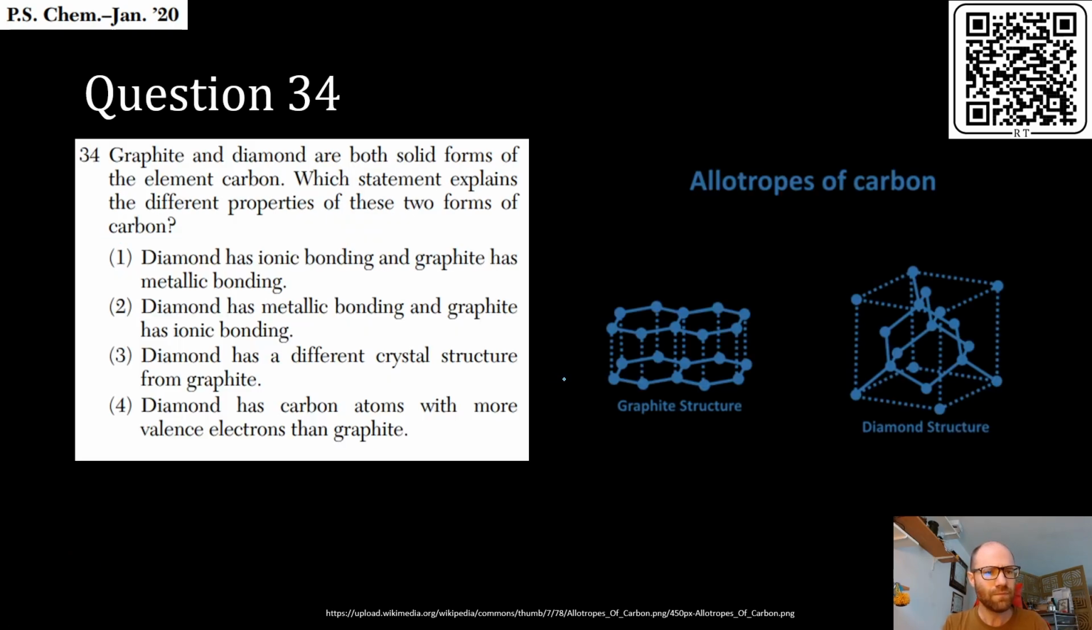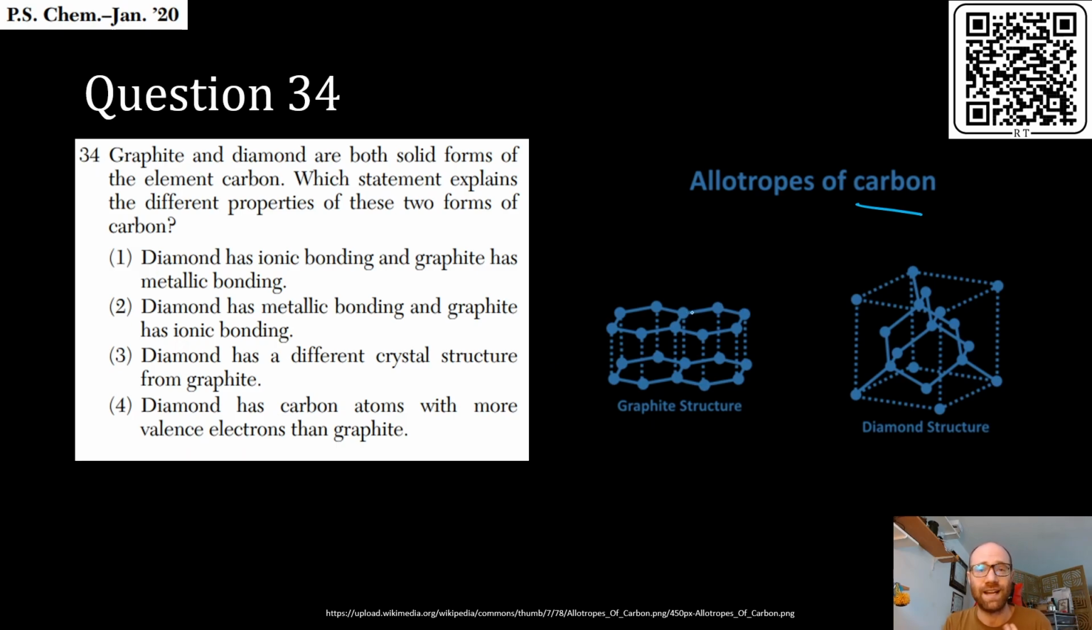Graphite and diamond are both solid forms of the element carbon, which explains why you have different properties. So I borrowed from Wikipedia some structural diamond and graphite arrangements just so you can see what they look like.